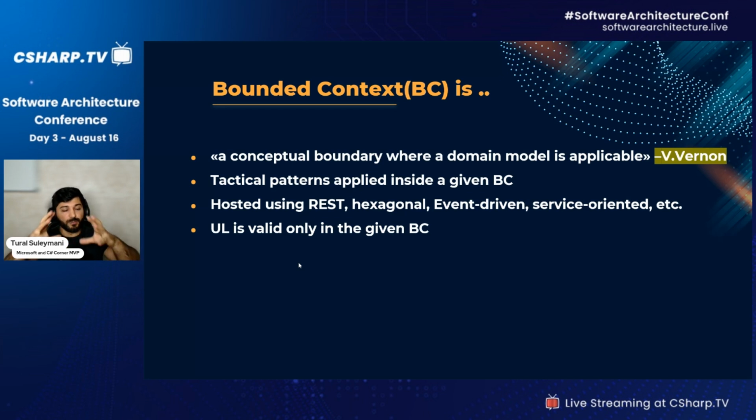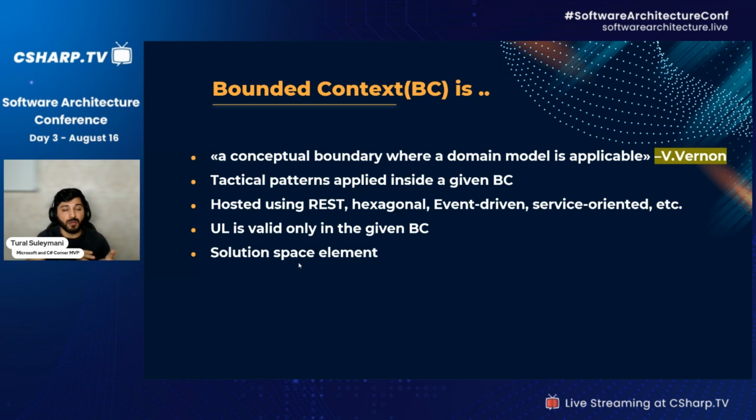Also, the ubiquitous language is valid only inside our bounded context. It means we have a one-to-one relation between bounded context and ubiquitous language. You cannot use the same ubiquitous language for multiple bounded contexts. For different bounded contexts, you may use the same terms, but they have completely different meanings. For example, in one context we have account, and in another context we have account, but they are completely different domain models because they are isolated by bounded context.